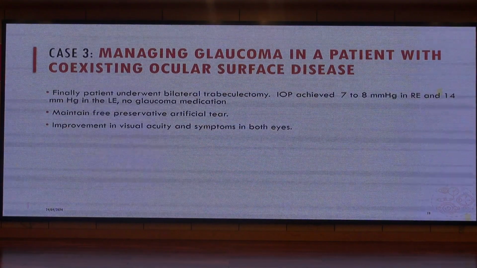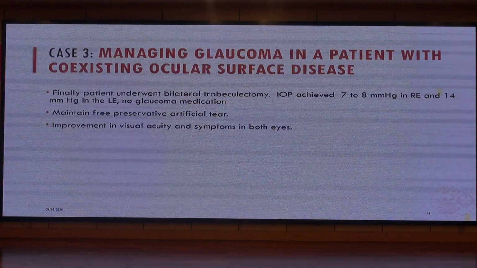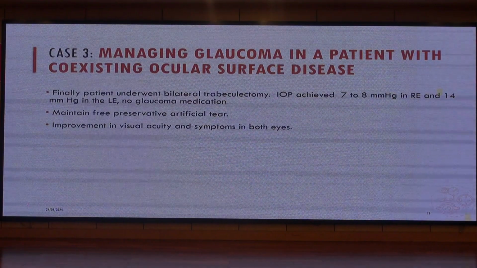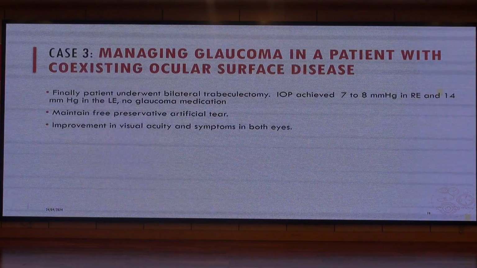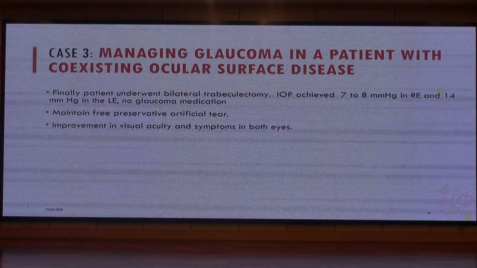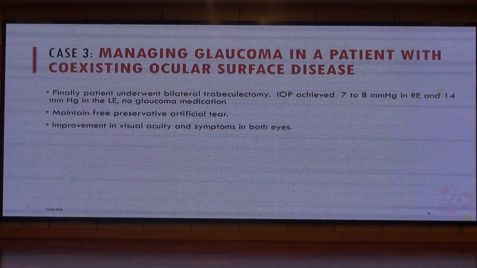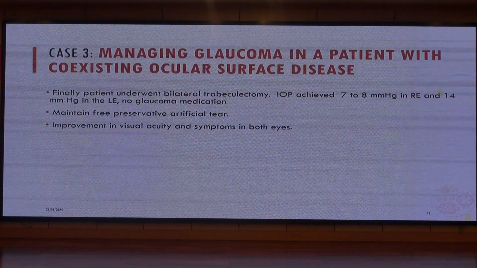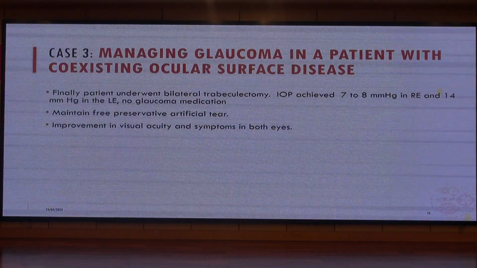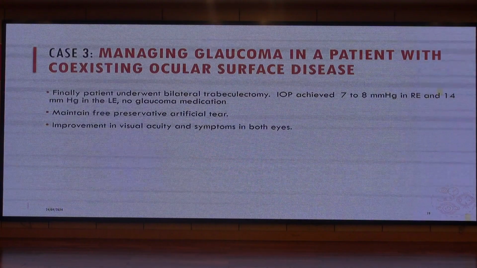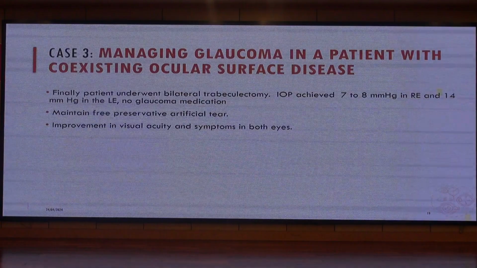And finally, after a long time, the patient decided to do trabeculectomy. After the surgery, the IOP achieved 7 to 8 mmHg in the right eye and 14 in the left eye, and no need for glaucoma medication. We always maintain the preservative-free artificial tears for the patient, and she had improvement in the acuity and the symptoms in both eyes.